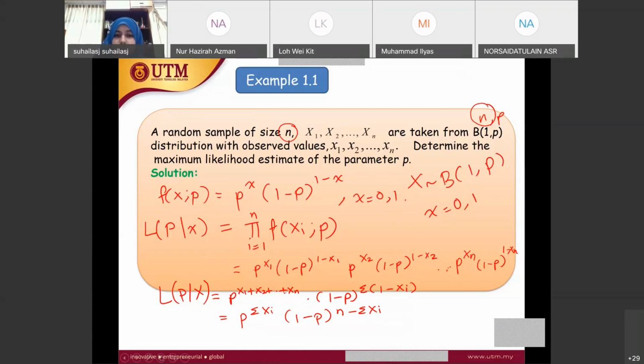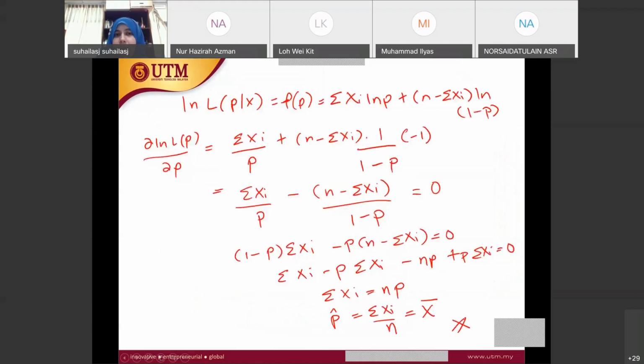The next step is you simplify. So you have P to the power x1 plus x2 plus xn. So you have P to the summation xi. The same thing, 1 minus P, but you have 1 minus x1, 1 minus x2. So in this case, you have summation 1 minus xi, or you can write down n minus summation xi. Once you get to here, you take log or your ln. ln P. So you have summation xi, ln P plus n minus summation xi, ln 1 minus P.